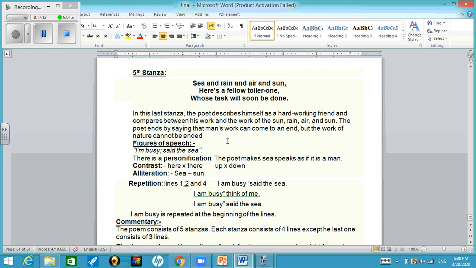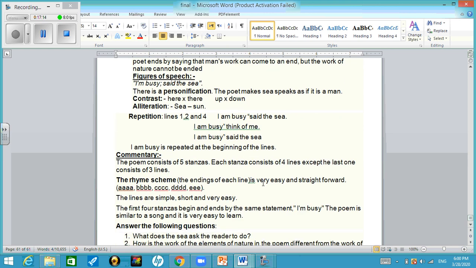Okay, so the figures of speech we have here, we have I'm busy, said the sea. So this is a personification. Why is it a personification? Because we said that the sea doesn't talk. So the poet here makes the sea speak as if it is a man. So this is a personification. We have a contrast between here and there, up and down. Okay, contrast is the opposite of a word.